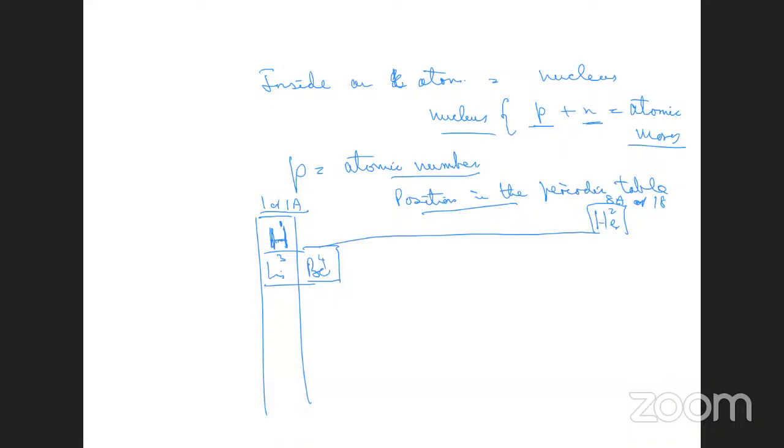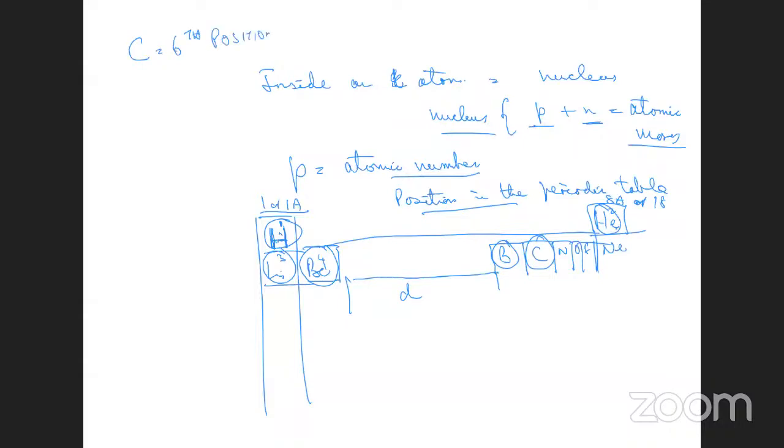Then you have a space here, which is for the d orbitals, and then you start here with boron, carbon, nitrogen, oxygen, fluorine, then neon. Okay. So if I take carbon, let me mark it: 1, 2, 3, 4, 5, 6. That means carbon is in the 6th position.